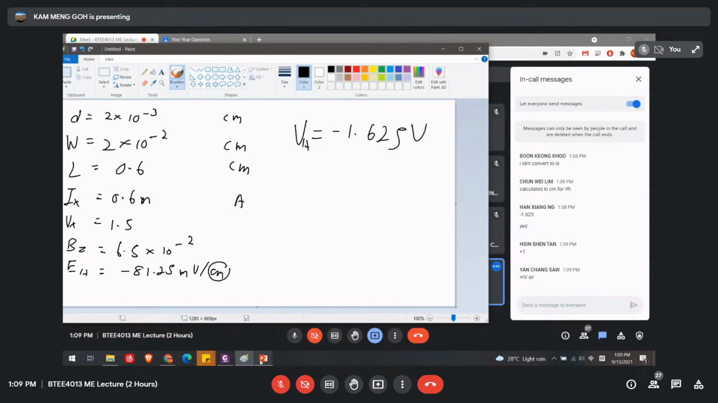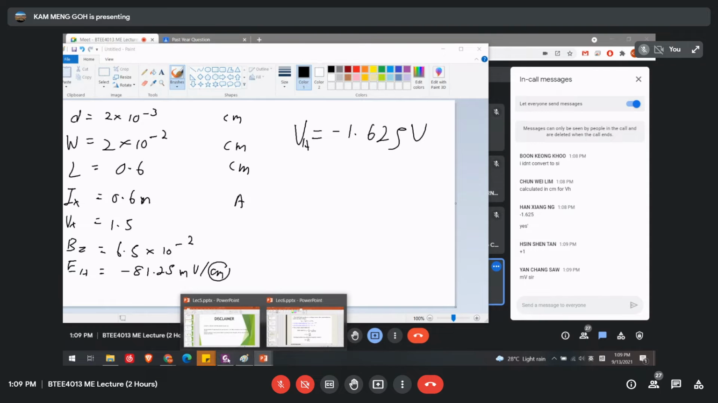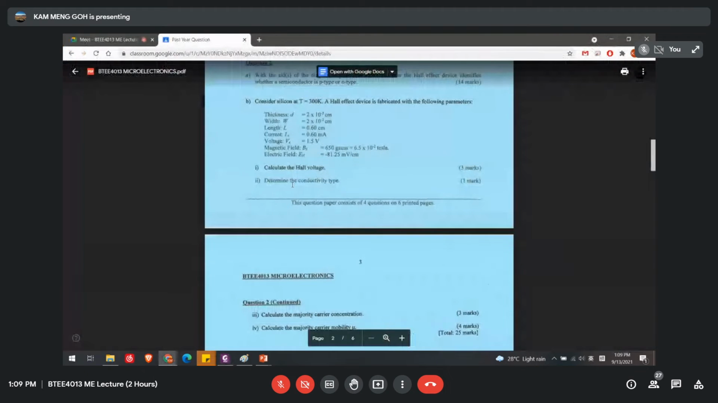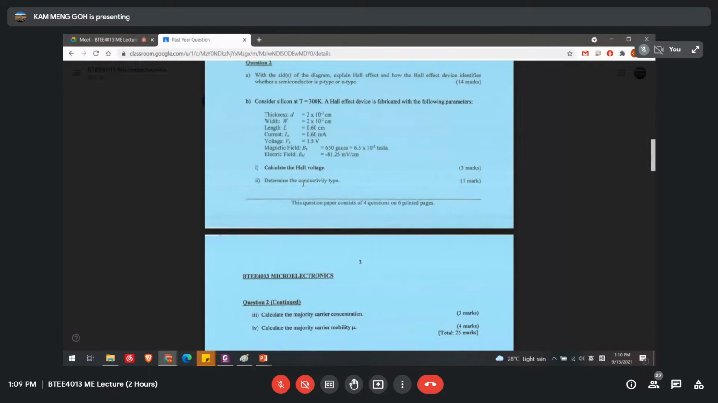So I skip this. I go to the next question. Let's see the next part. Determine the conductivity type. So this is either the p type or the n type. From the EH, you can know that this one is a negative value. You can directly get that it is negative. Okay, this is the n type.